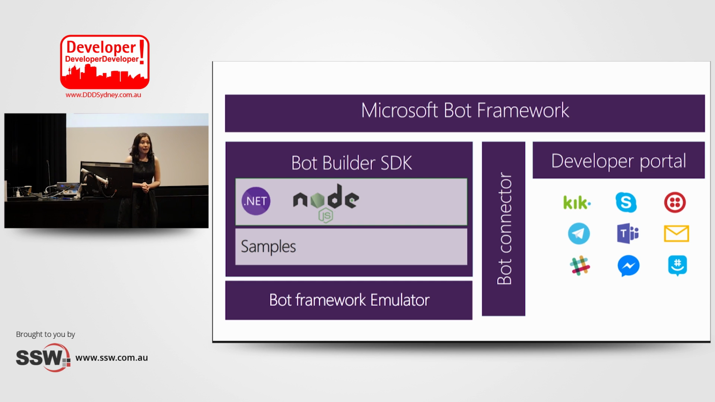The SDK comes in .NET and Node.js. If you are using any programming language other than those two, you can still use the Bot Builder REST API. Bot Framework Emulator is a desktop application that helps you to test your chatbot locally or remotely. Bot Connector provides a single REST API that enables your chatbot to communicate across multiple channels. And the Developer Portal is a place where you register your bot and connect it to the different channels or messaging apps.